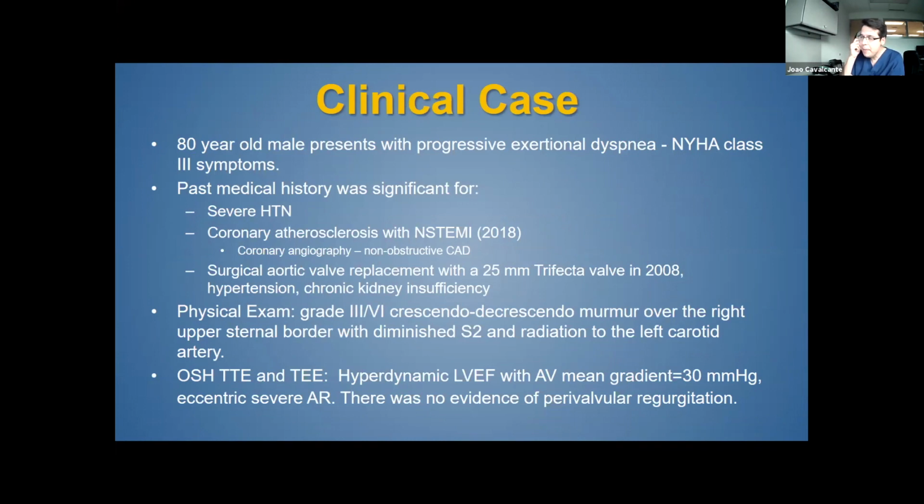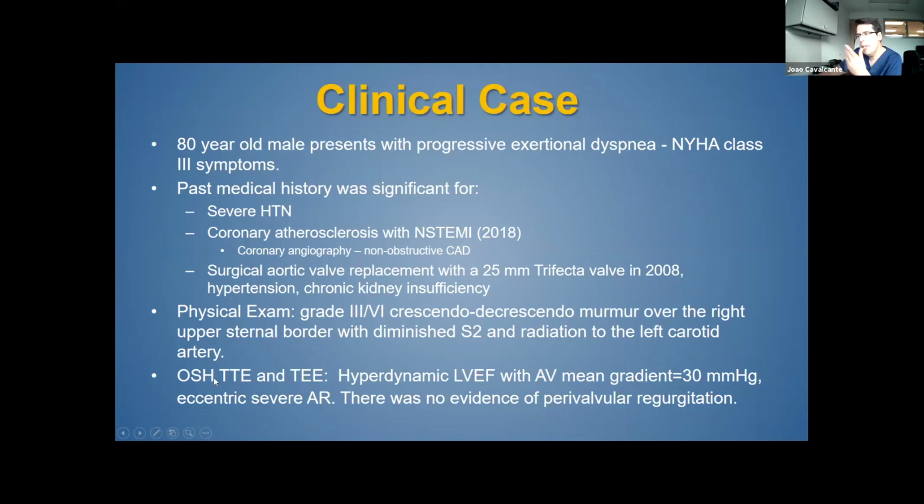He had coronary atherosclerosis and had a small troponin elevation labeled as non-STEMI, at which time the coronary angiogram had revealed no significant obstructive coronary disease, as well as a prior surgical AVR. It was a 25 millimeter Trifecta, now 10 years ago. He had also presented with hypertension and chronic kidney insufficiency. He had a crescendo murmur at the right sternal border, graded 2.